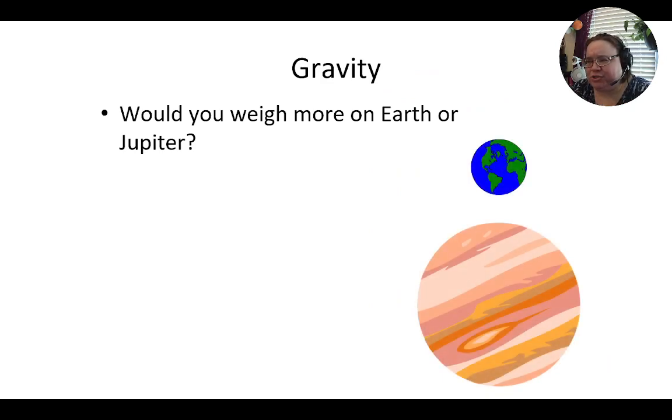So, Jupiter, if you did not know, is a gas giant. It is considerably larger than Earth. Much, much larger than Earth. If you were able to stand on Jupiter and weigh yourself and compare that weight to your weight on Earth, would you expect it to be more or less?